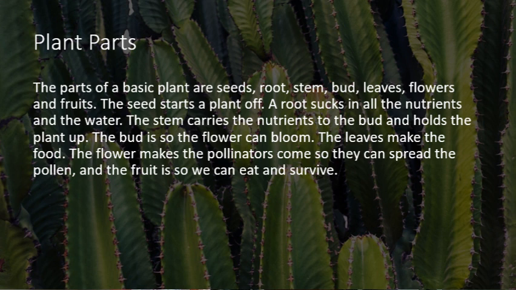The parts of a basic plant are seeds, roots, stem, bud, leaves, flowers, and fruits. The seed starts a plant off. A root sucks in all the nutrients in the water. The stem carries the nutrients to the bud and holds the plant up. The bud is so the flower can bloom. The leaves make the food. The flowers make the pollinators come so they can spread the pollen, and the fruit is so we can eat and survive.